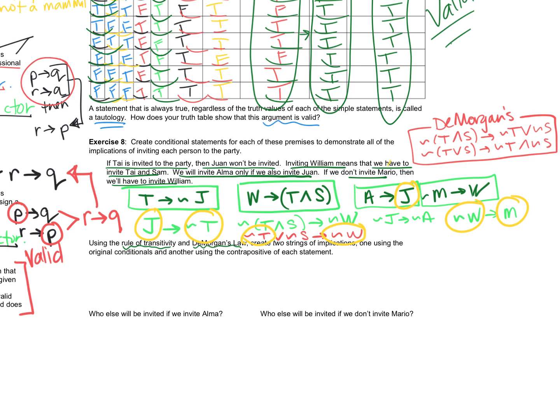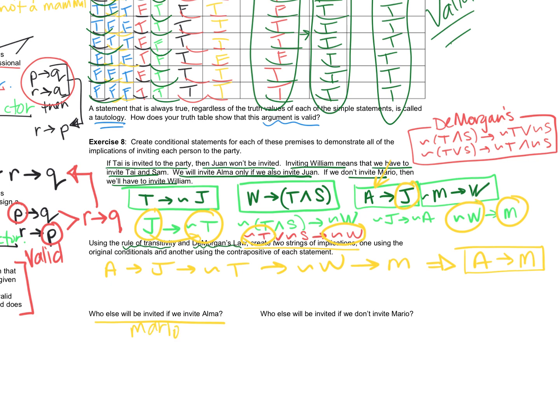So what that's saying is, if I start that we have A implying J, but we know that J implies not T, and then that's going to imply not W because of this statement here, and then not W implies M. So really this is telling us that if Alma is going, then we know that Mario is going. So that's our big string that works us through that. So when it says who else we invited, if we invite Alma, we know for sure that Mario will be.